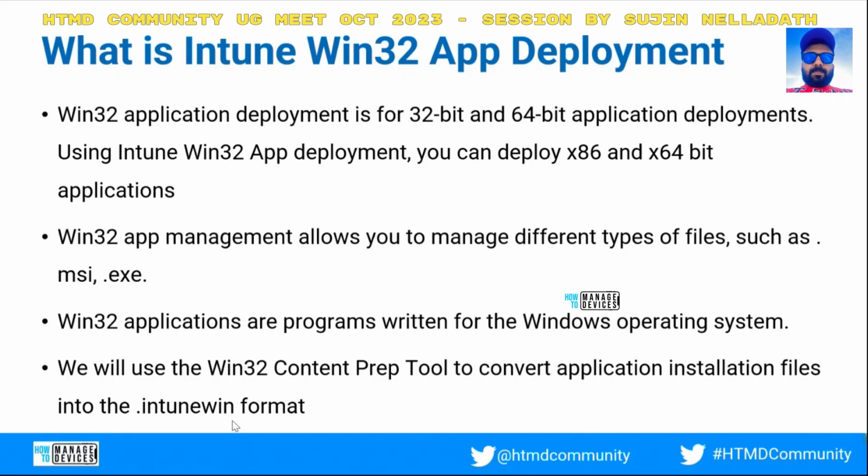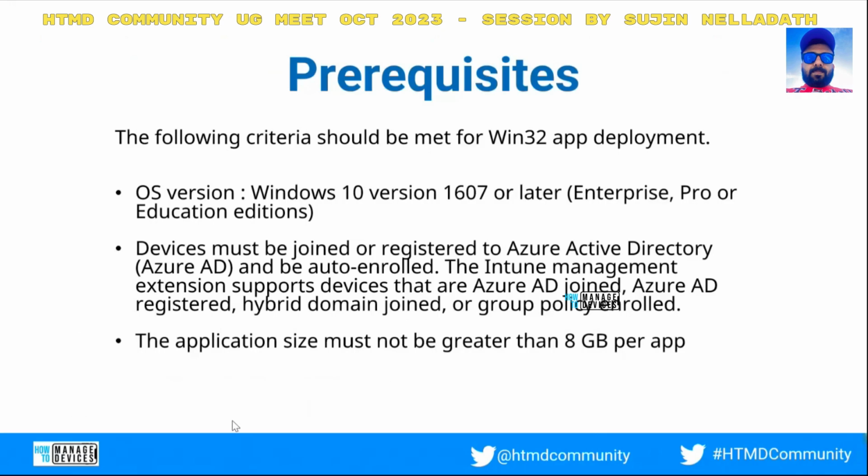Okay, I'll move to the next slide. Right, so this is pretty important. What are the prerequisites before you work on Win32 app deployments? Obviously, the OS version. It won't support very old operating systems. It supports only workstations. I don't really need to say that, but it supports Windows 10 version 1607 or later, which means it supports both Windows 10 as well as 11, right? Our testing is going to be on Windows 11 machines, which is the latest version.